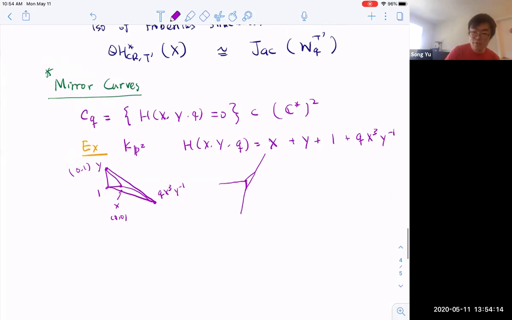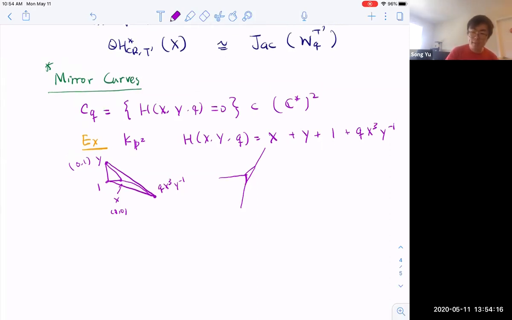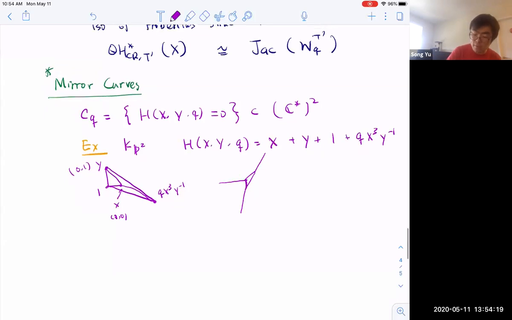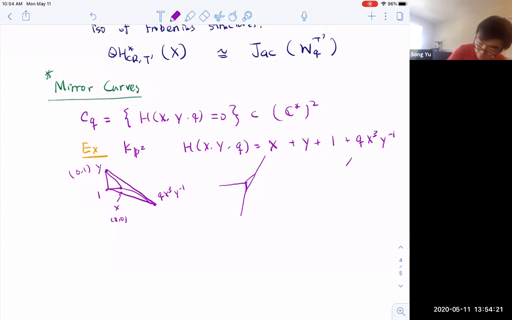So the mirror curve, at least topologically, will look like a flattened version of the toric graph. The mirror curve in this case can be drawn like this. Each infinite leg of the toric graph will correspond to a puncture on this affine curve. And then you see there's a triangle in the middle, and that gives us a hole in the middle of the mirror curve.